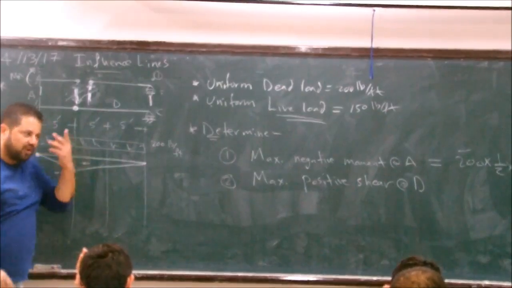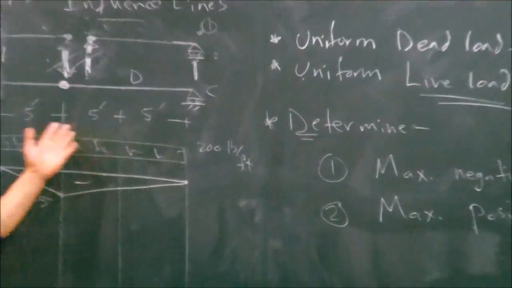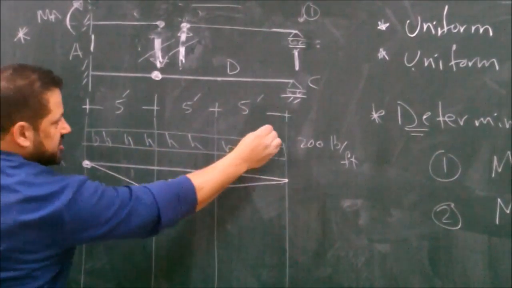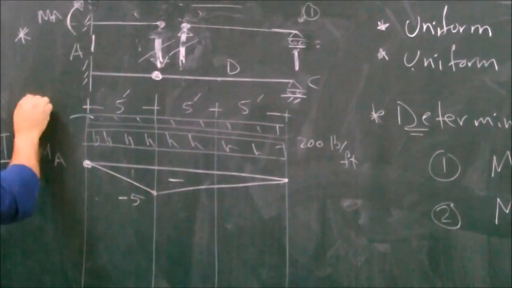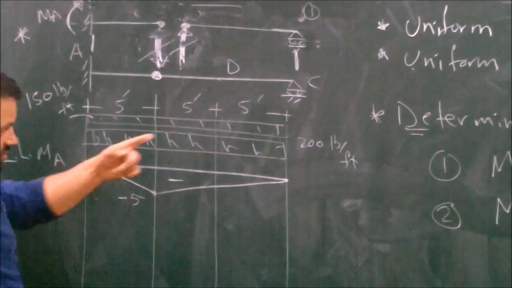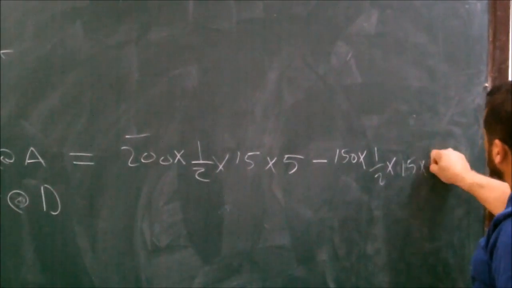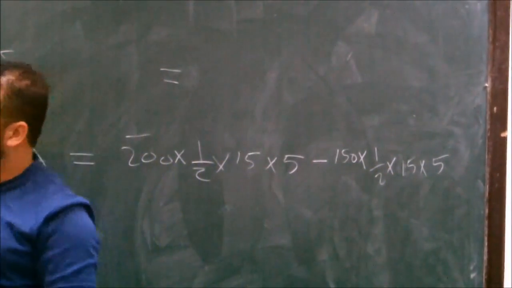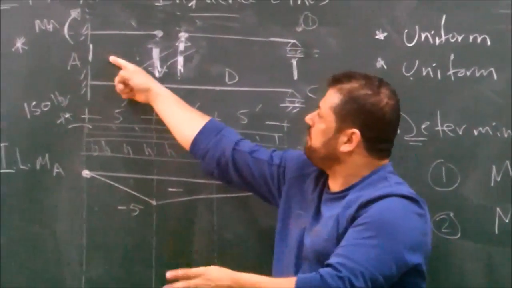You have the option to put the live load here, or here, or here, or not at all, or everywhere. Everywhere will give you more negative area. So the live load must also be placed everywhere. So minus 150 times half times 15 times 5. This is the maximum moment that those loads can generate on the beam, the maximum negative moment at A, when the full beam is loaded with both of them.